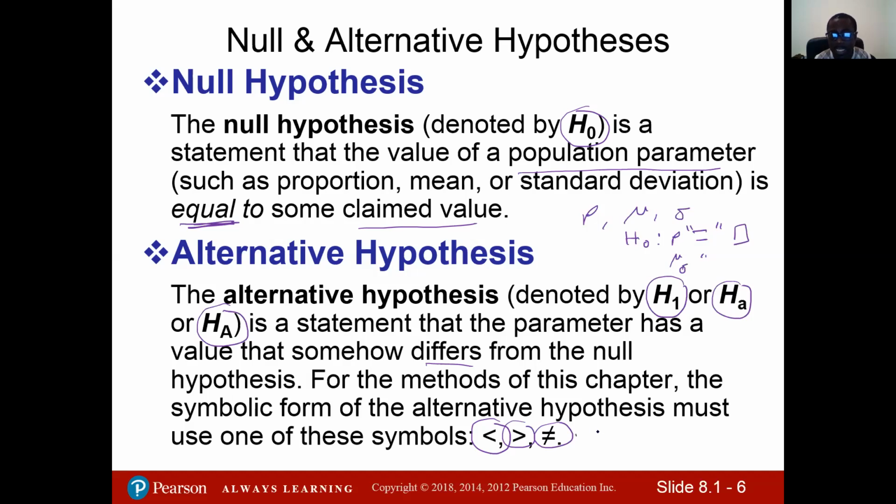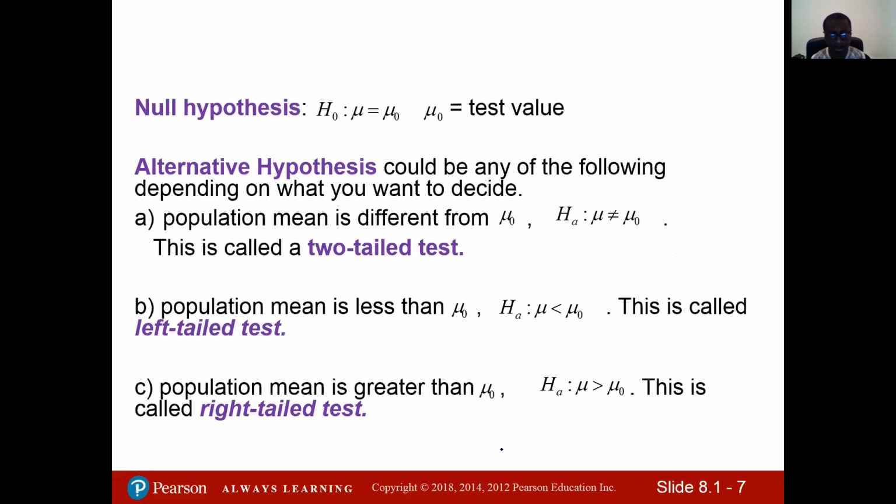Okay, now each of these tells us what type of test it is, whether it is one tail or two tail. Now if it's one tail, it could be left tail or right tail. Okay, so we talk about that in the next part.